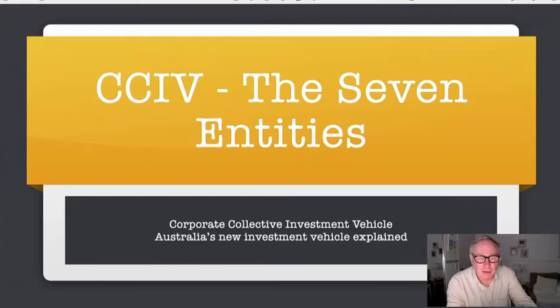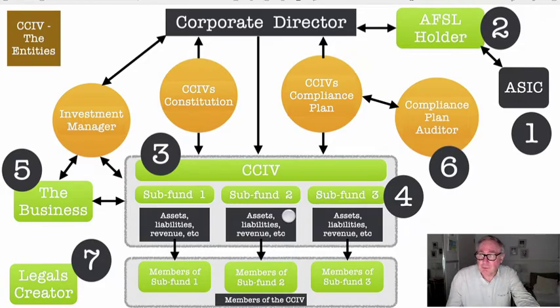Hello, my name's Paul Niederer and I'm here to talk about the 7 entities involved in a CCIV, which is a corporate collective investment vehicle, which is Australia's new investment vehicle. Now, if we follow the numbers around, the first entity is ASIC. Then we've got, of course, the Australian Financial Services Licence Holder, the CCIV itself, which is a legal entity.